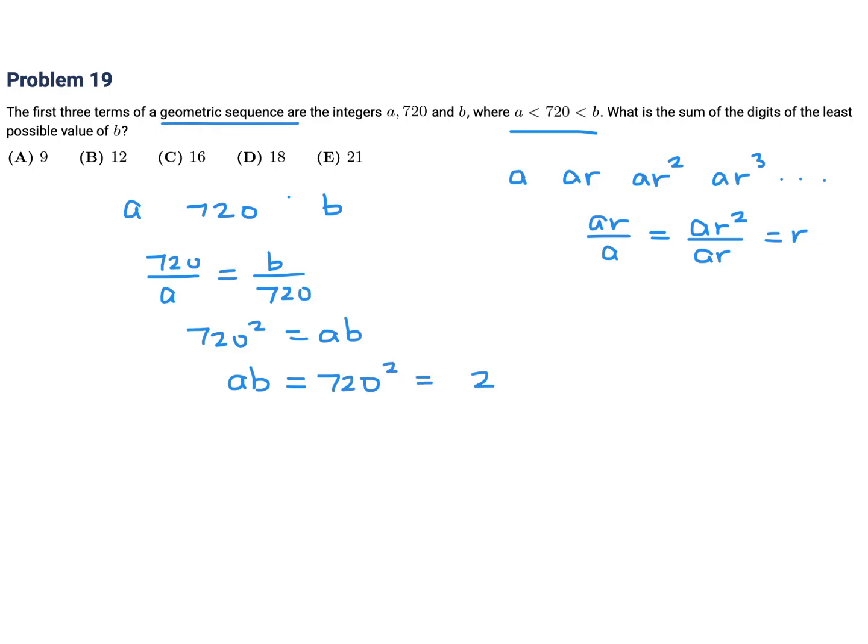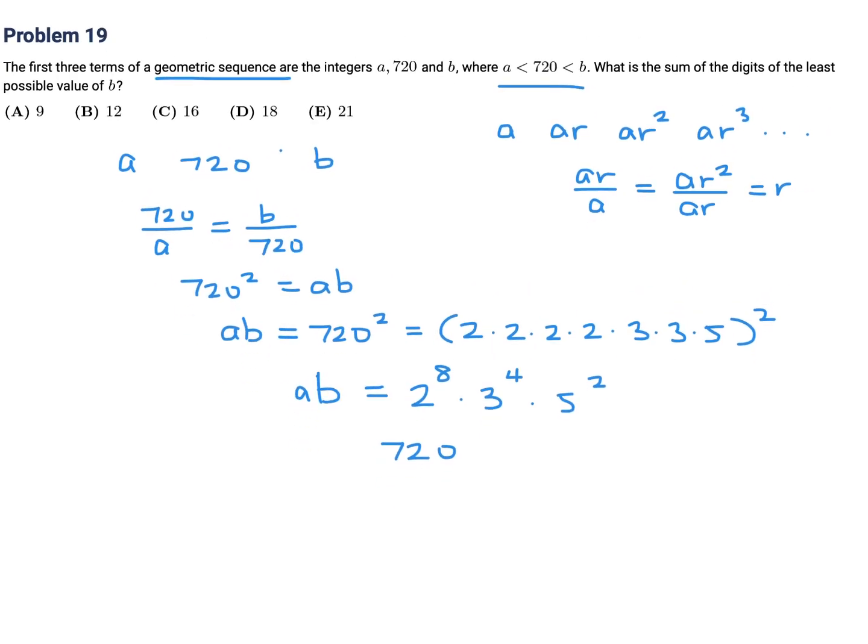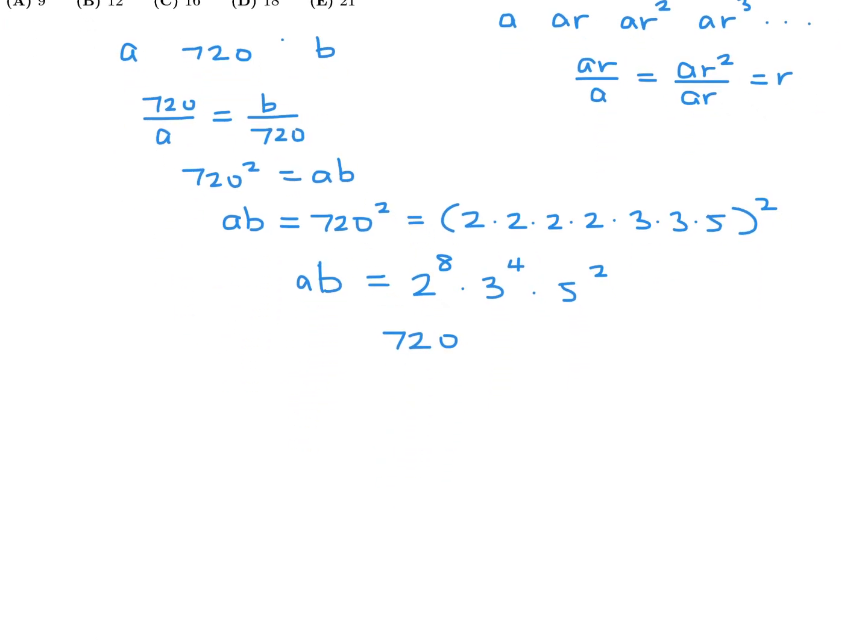720 itself in prime factors: 2 times 2 times 2 times 2 times 3 times 3 times 5, and then it's all squared. That means that ab, that's 2 to the power of 4, so if it's squared, it'd be 2 to the power of 8. That means 3 to the power of 2 squared, 4, and then 5 squared. Okay, so that's the grand factorization of that number. And we want b to be the smallest possible, least possible value. Since b is greater than 720, let's see if we can get a number close to 720.